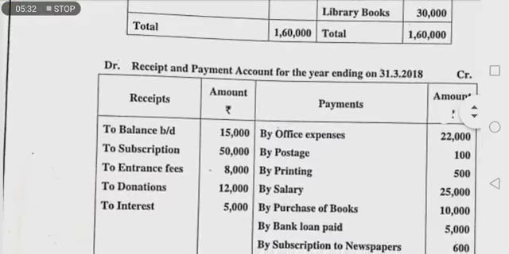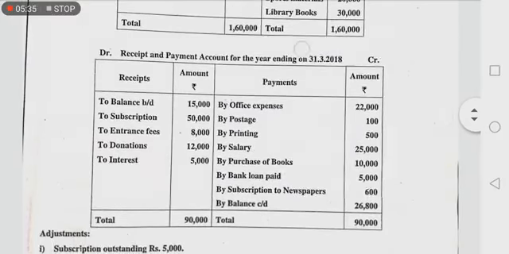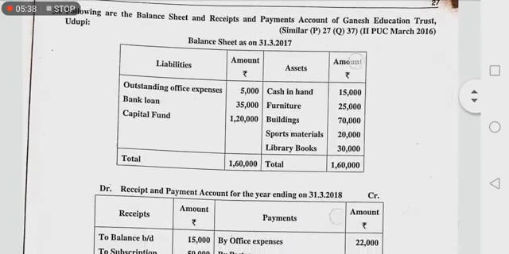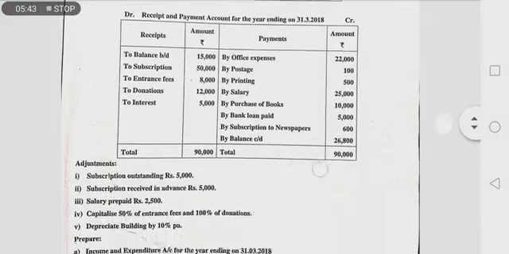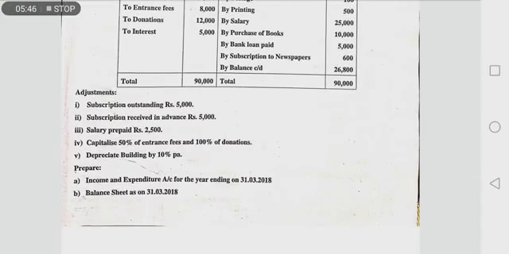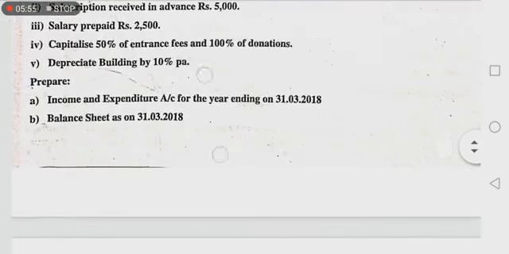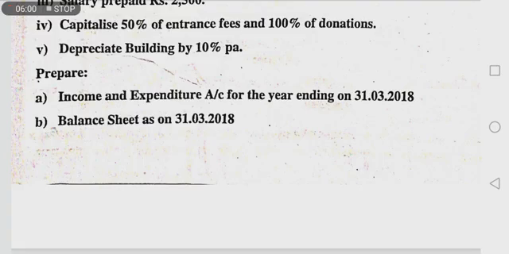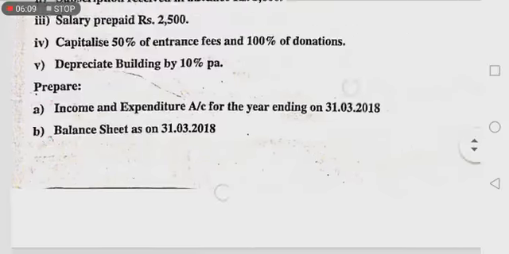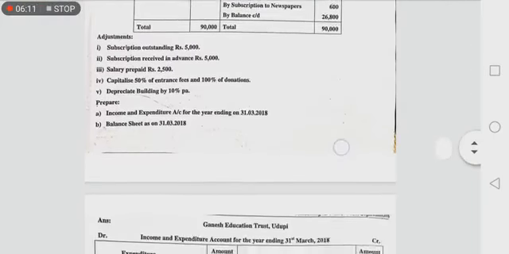Now we have both the receipts and payment account as well as the balance sheet, and also they have given adjustments. By looking at all these adjustments, the receipts and payment account as well as the balance sheet, we have to prepare two accounts. First one, income and expenditure account, and second one, balance sheet for the year ending 31st 3 2018. They have asked us to prepare the income and expenditure account as well as the balance sheet. Okay, let us prepare the income and expenditure account first.